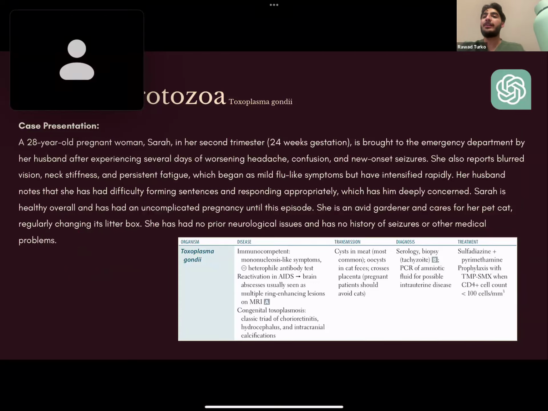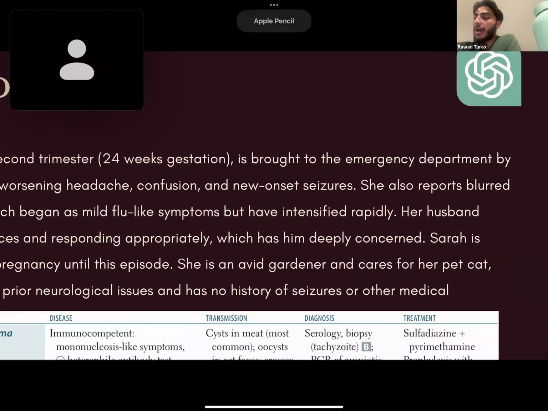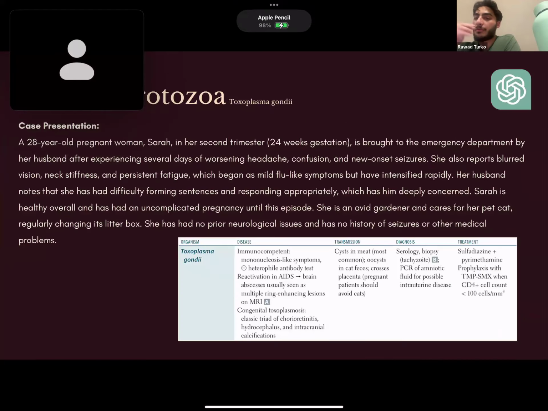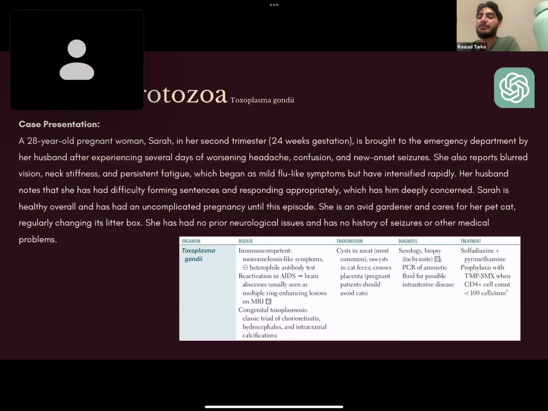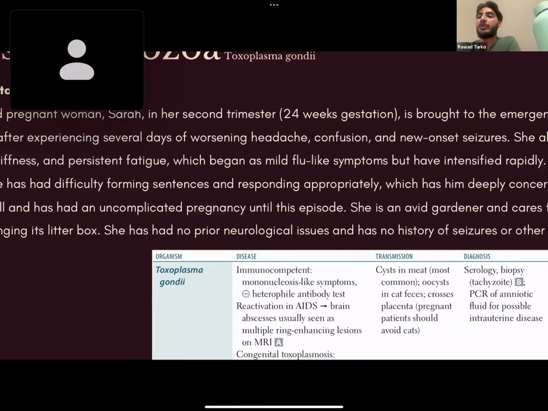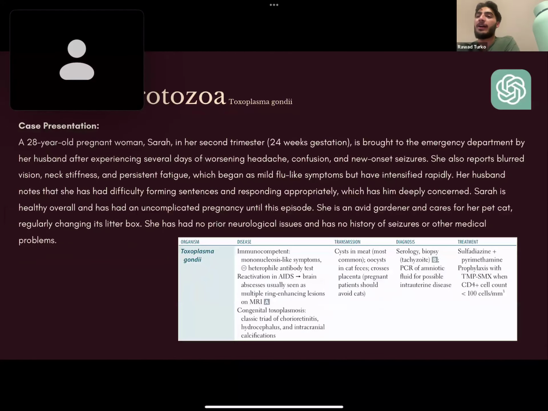Okay. Again, this is the case presentation. 28-year-old pregnant woman, Sarah, in her second trimester, is brought to the emergency department by her husband after experiencing several days of worsening headache, confusion, and new onset seizures. These are your CNS symptoms. Okay, where's the cat? I'm sure we'll find a cat. Yep, avid gardener and cares for her pet cats. Okay, regularly changing its litter box. Immediately, that's toxoplasmosis. And she had no prior neurological issues, so now you're ruling out any other neural diseases.